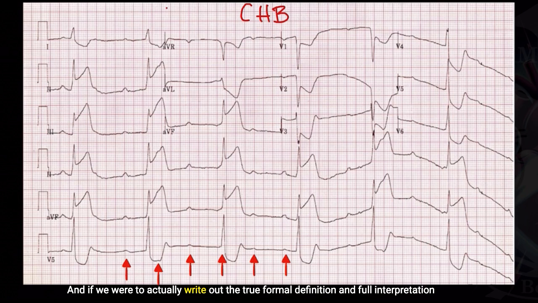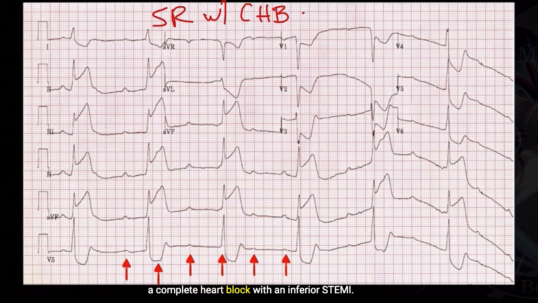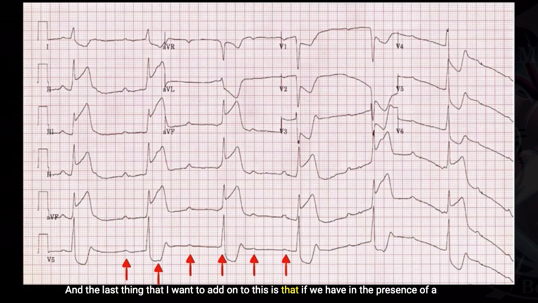If we were to write out the true formal definition and full interpretation of this 12 lead, this would be a sinus rhythm, because we have the P waves originating from the SA node, with a complete heart block with an inferior STEMI. And the last thing I want to add is that in the presence of a complete heart block, we need to identify where the escape rhythm is coming from.